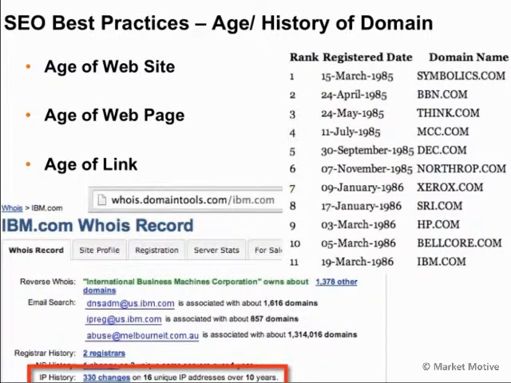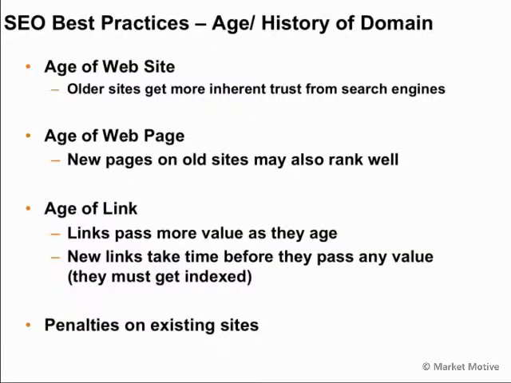So this is a good example of where this particular factor kind of transcends all those different dimensions and plays a role in each of those: off-site, on the page, and on the site. So the older websites are going to have more inherent trust. The newer pages can potentially rank well, but a new page on an old website will probably rank better than a new page on a new website, again, all else being equal.